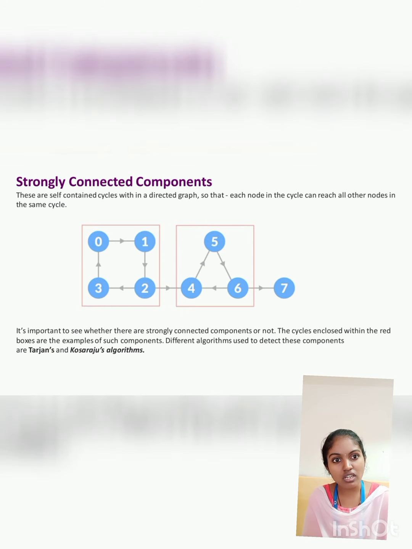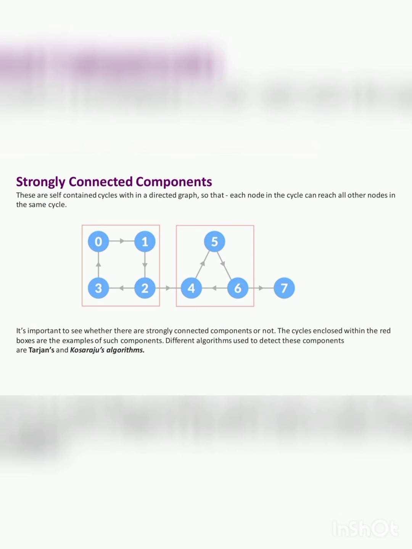Now the third one is strongly connected components. These are self-contained cycles within a directed graph so that each node in the cycle can reach all other nodes in the same cycle. Consider the above example. It's important to see whether there are strongly connected components or not. The cycles enclosed within the red boxes are examples of such components. These are the strongly connected components. Different algorithms used to detect these components are Tarjan's and Kosaraju's algorithms.